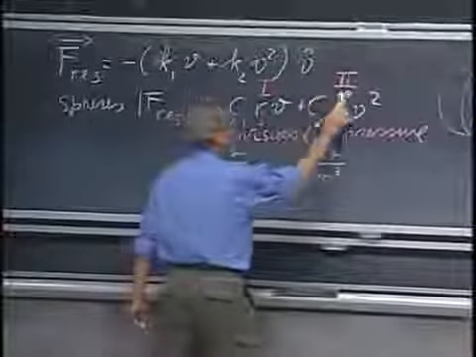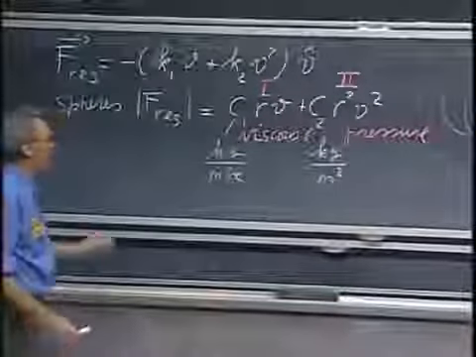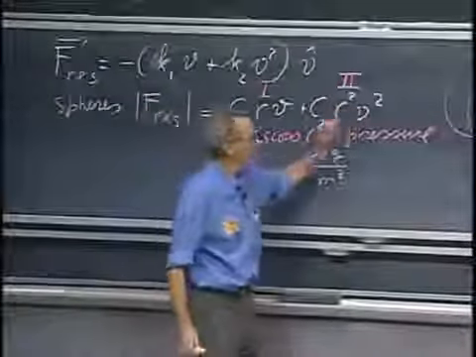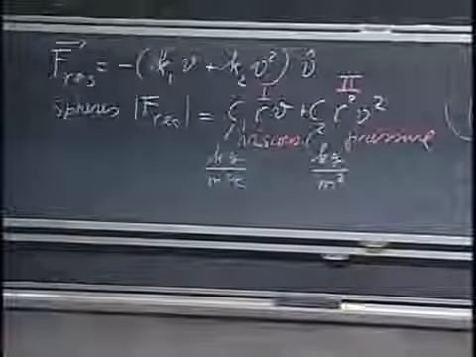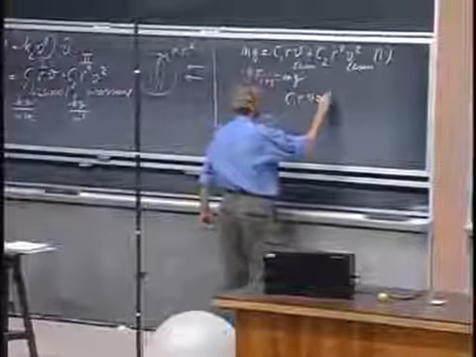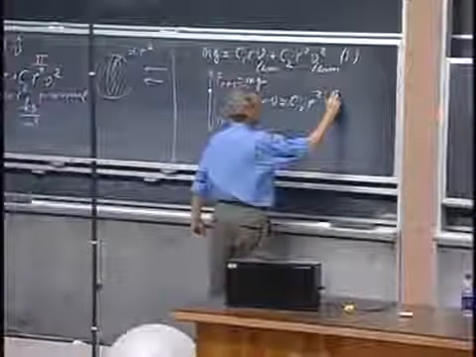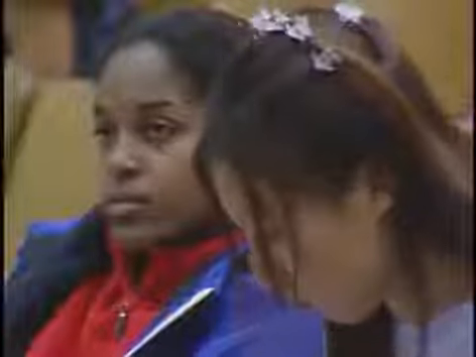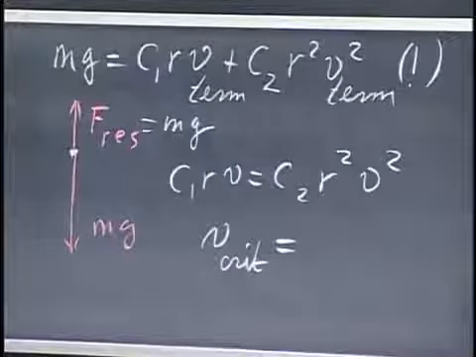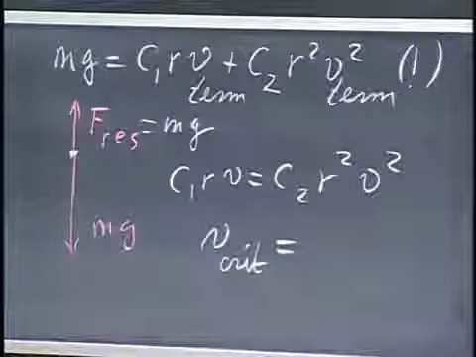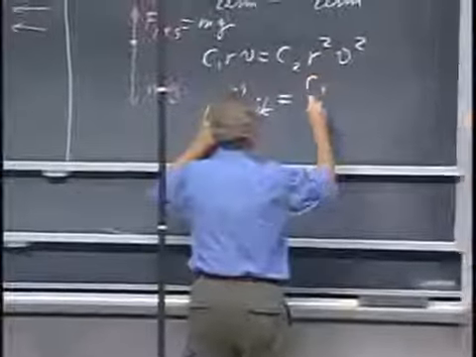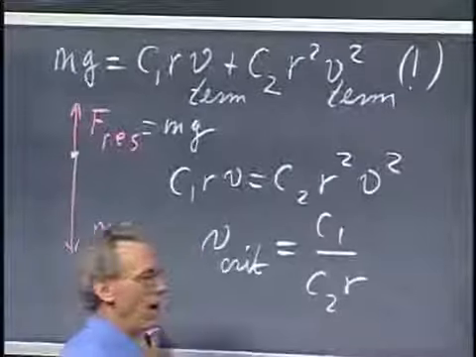Where 1 and 2 are the same, where the viscous force and the pressure force are the same, we can make these terms the same. So you get c1 r v equals c2 r squared v squared, and that velocity we call the critical velocity, even though there is nothing critical about it. It's simply the speed at which the two terms are equal. That's all it means. And that is, of course, then equals c1 divided by c2 divided by r.